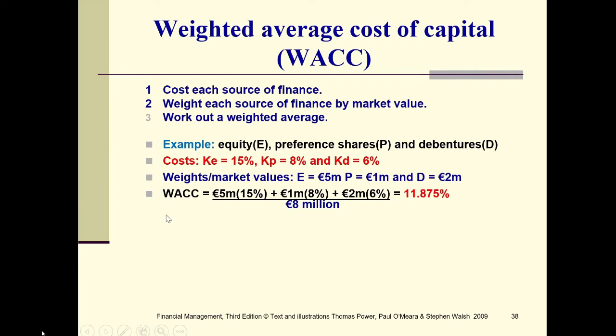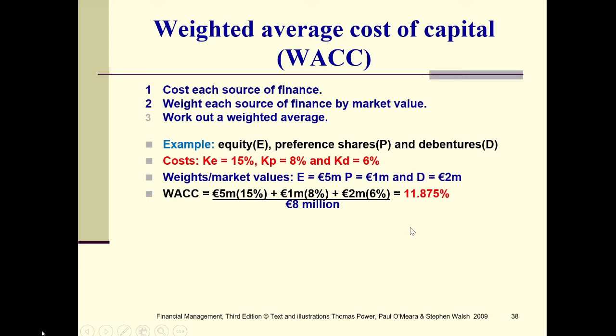Now, my advice to you when you're doing this in an exam, at the very end, when you're working out the weighted average, just treat them like numbers and forget the millions and the euros and the percentages. Just 5 by 15. The weight is 5, the cost is 15. 5 by 15, 75, 1 by 8, you're at 83, and 2 by 6, you're at 95 or something. And divide by 8, that's the sum of the weights, and you'll end up with an answer.